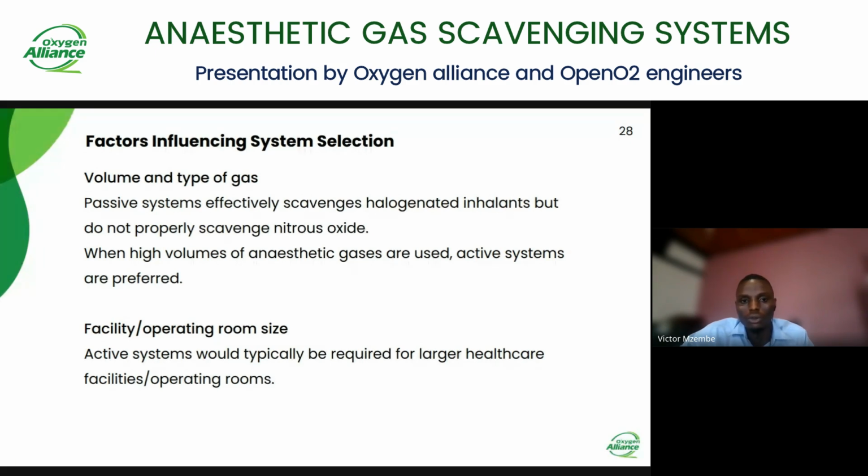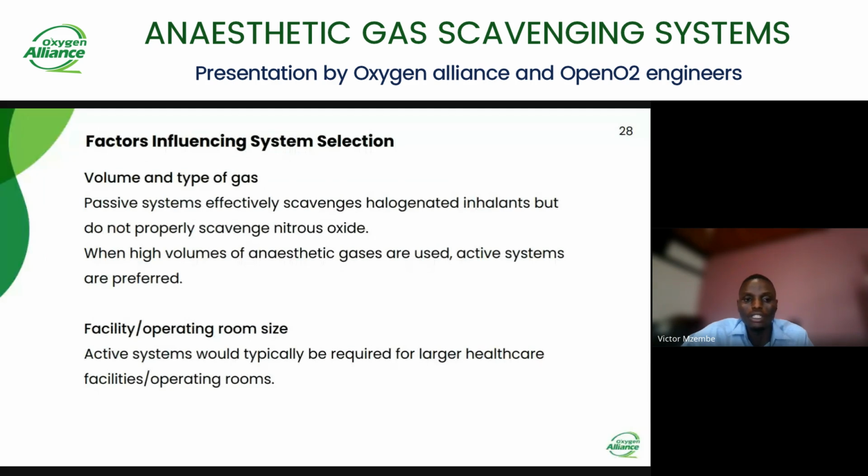However, if halogenated inhalants are used, for example halothane or isoflurane, you might use passive or active systems. But another thing you have to consider is the quantity of the gas being scavenged as well. High volumes of anesthetic gases would require active systems, while for small volumes, you can use passive systems. Another thing you might consider is the size of the facility or the operating room size as well.